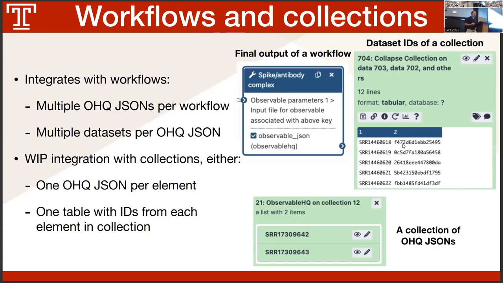So a little bit about how it integrates with workflows and collections. You can use this in a workflow. In fact, I found it convenient to have several of these per workflow, because there might be several different visualizations that you would like to see from a history. And like I said, multiple data sets per payload. There's a work in progress integration with collections. At the moment, you can run this on a collection and you will get an Observable JQ JSON, or a payload, associated to each element of the collection.